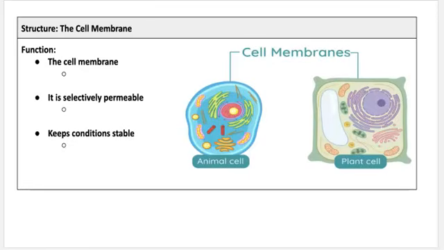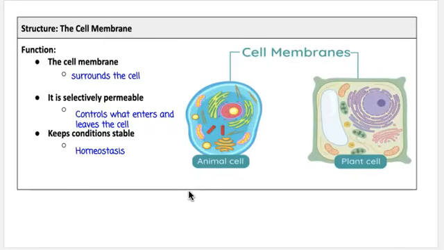don't need. Now let's talk about how the cell controls what goes in and out. The cell membrane is a structure in both animal cells and plant cells. It surrounds the cell and kind of acts as a gatekeeper. The cell membrane is selectively permeable. This means it controls what enters and what leaves the cell. Not everything can just pass through freely. This helps keep the inside of the cell stable, which aligns to our idea of homeostasis. So think of the cell membrane as kind of the security guard.